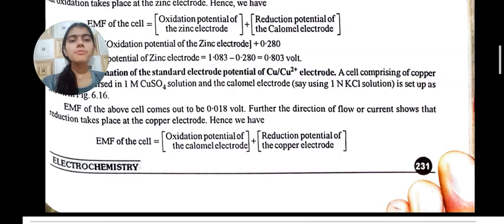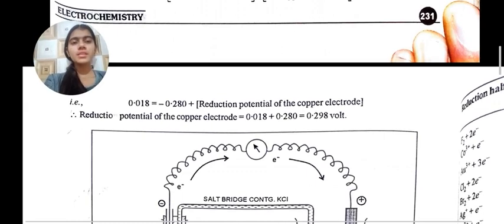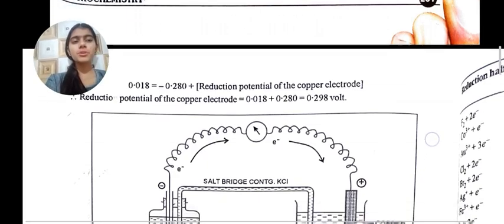Hence, we have the EMF of the cell equal to the oxidation potential of the calomel electrode plus the reduction potential of the copper electrode. 0.018 is equal to minus 0.280 plus the reduction potential of the copper electrode. So the reduction potential of the copper electrode comes out to be 0.298 volt.